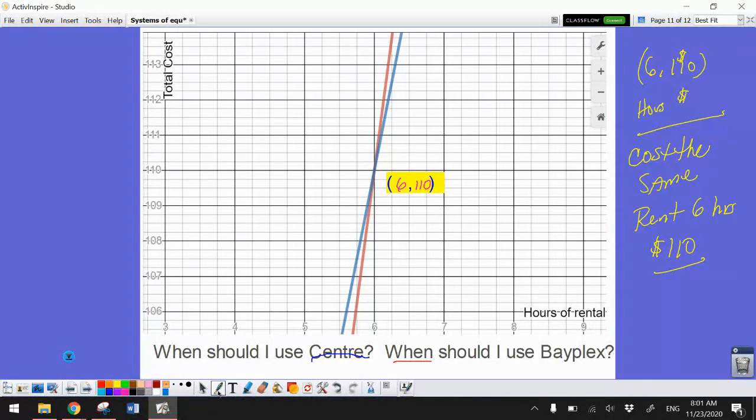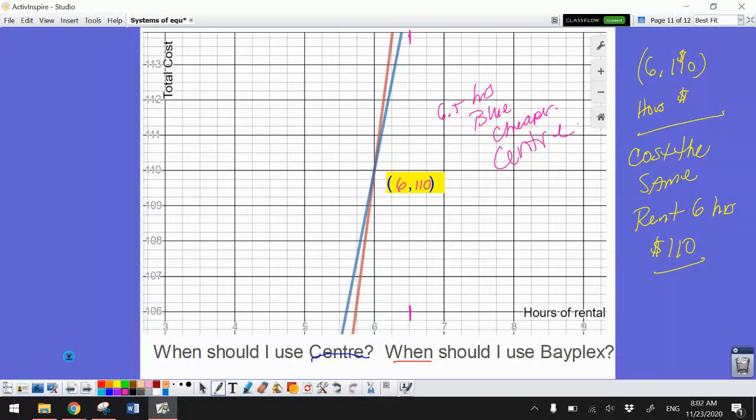Let's take a look at our graph and try to figure out what's going on. I know that we can't see the entire graph because these lines are pretty close together, but we still can analyze it. If I look at more than 6 hours, let's go up to 7 hours or 6.5 hours. If I come up here, which line am I going to run into first? Yeah, I'm going to run into the blue line. So at 6.5 hours, the blue line is going to be cheaper. That means that's Center.